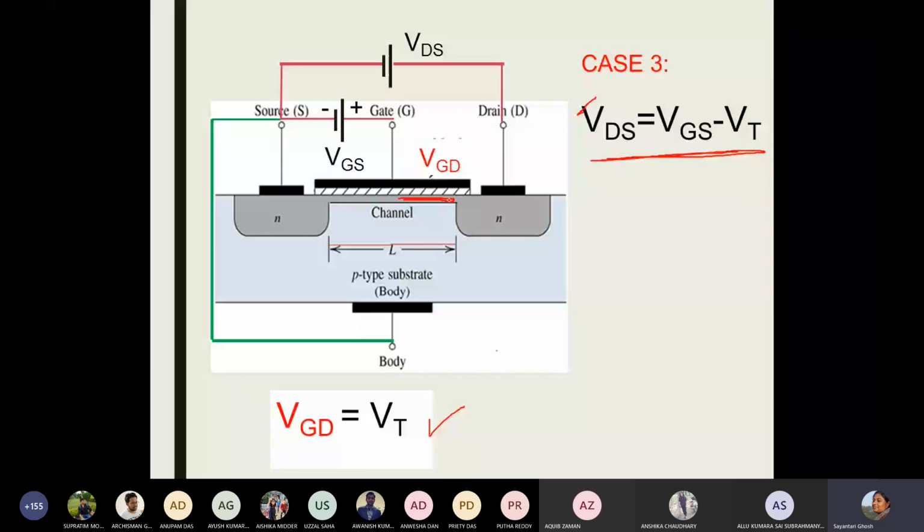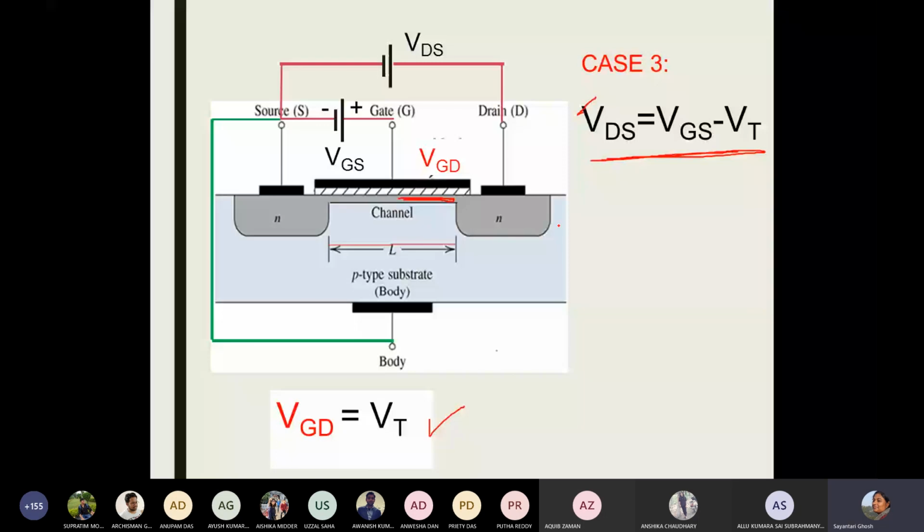VDS equal to 0, there was no current. VDS positive, the current starts increasing, but the channel starts decreasing, and at a certain value of VDS, the channel is completely closed. So if I now try to draw the output characteristics from this, you can expect a similar kind of output characteristics, right? What we have seen in case of JFET.